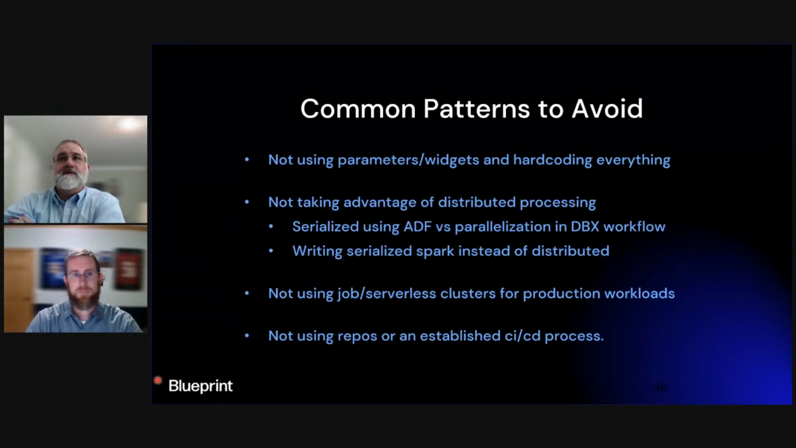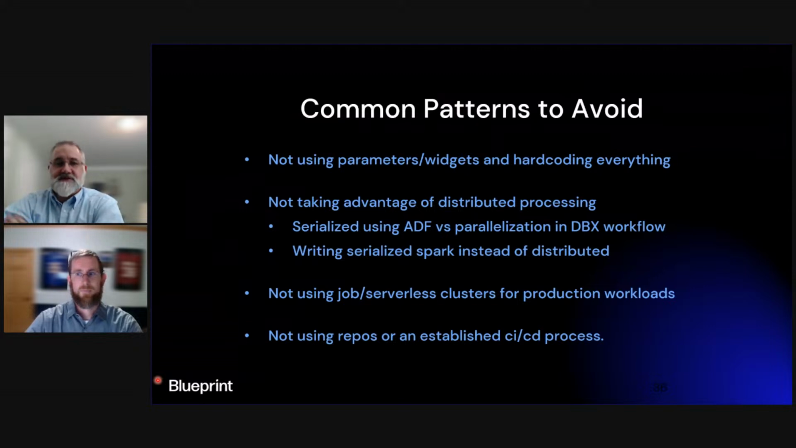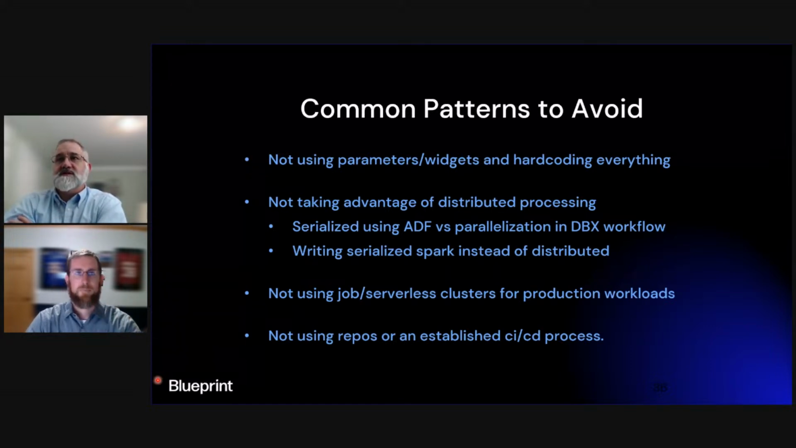Some common patterns to avoid for the final section. There's many of these, but here's sort of the top handful that we see all the time. So the first one is not using parameters or widgets and just hard coding everything. It's easy, that's typically the first step. Get in there, start writing notebooks, start making jobs, figuring out how things work, and that's okay. That's typical. But getting quickly to the point where you're parameterizing those things, using them as templates so that you can reduce manual work and reuse your code really speeds up your projects. It makes things more consistent, therefore more stable. There's a huge advantage to do that, and it's fairly easy to do in Databricks.